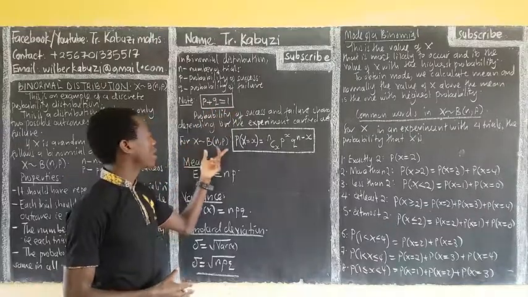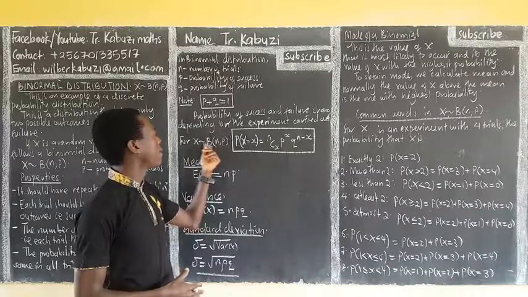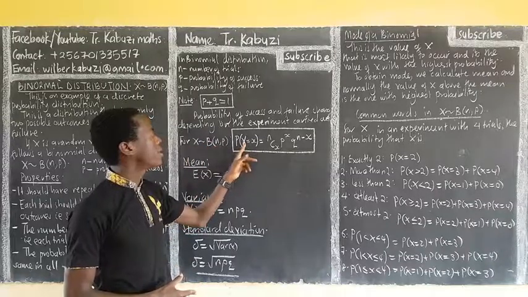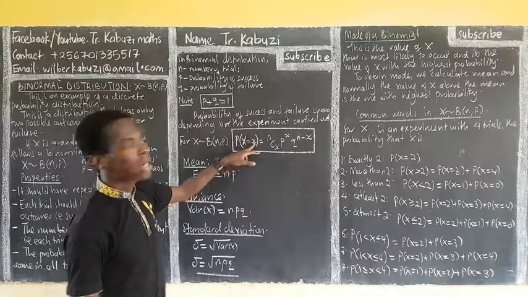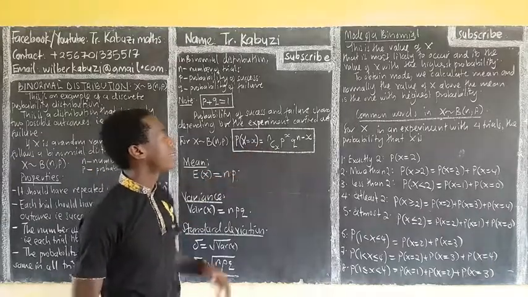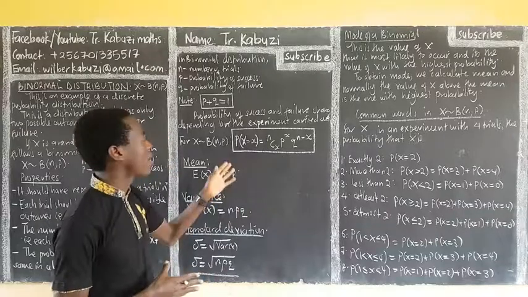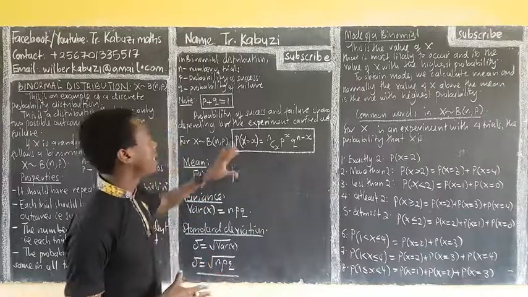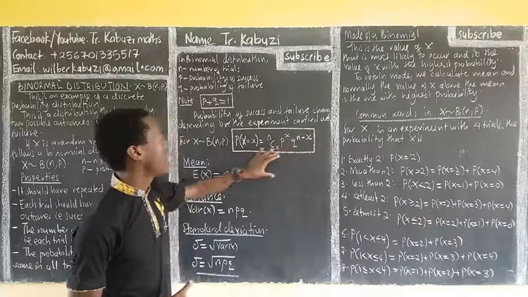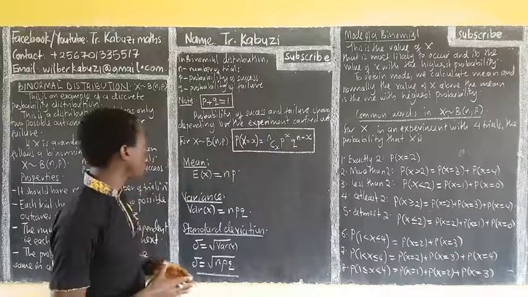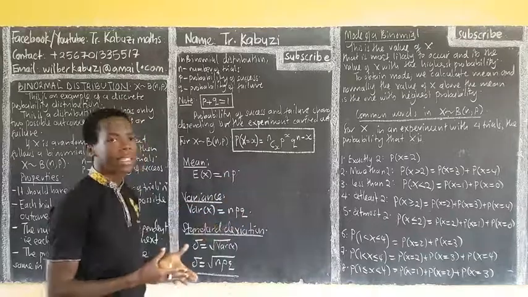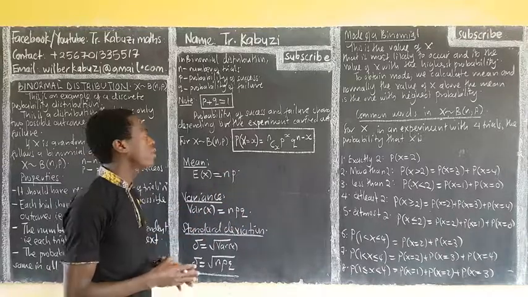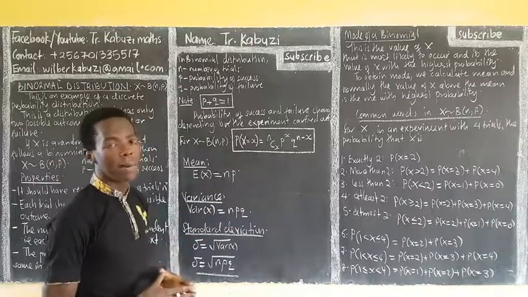For a binomial distribution, this is what we call the exact probability. When X is equal to small x, it is given by this. This is the formula we are going to use when calculating exact results for a binomial. We are also going to see that we can read off these values from a table.